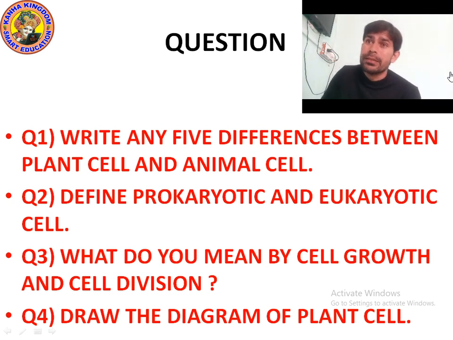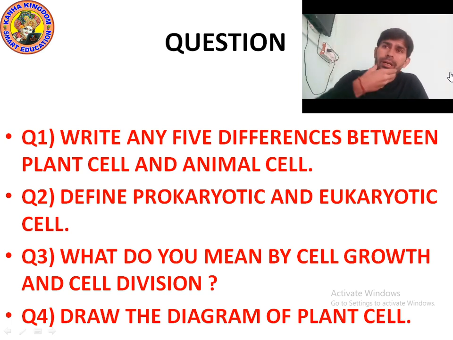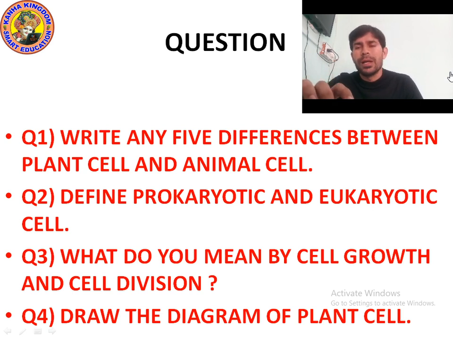Plastid is present in plant cell, absent in animal cell. Third is vacuoles. Vacuoles are large in size and more in number in plant cell, and in animal cell they are small in size or absent. Fourth difference, chloroplast: in plant cell it is present, in animal cell it is absent. Shape in plant cell is fixed, and in animal cell it is irregular. And size of plant cell is larger, and size of animal cell is comparatively smaller.